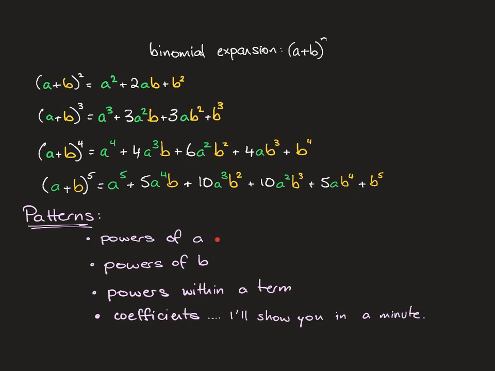And so what I'm looking for is a pattern for the powers of a as we go across for one of the expansions. What's the pattern that happens with the powers of a? What are the patterns that happen with the powers of b as we go across? What's the pattern for the powers within a particular term? So the powers within this term, the powers within this term, the powers within this term. What's the pattern? What's the relationship? Can you see it? Have a look at those, and then I'll talk about the pattern in the coefficients in just a minute.